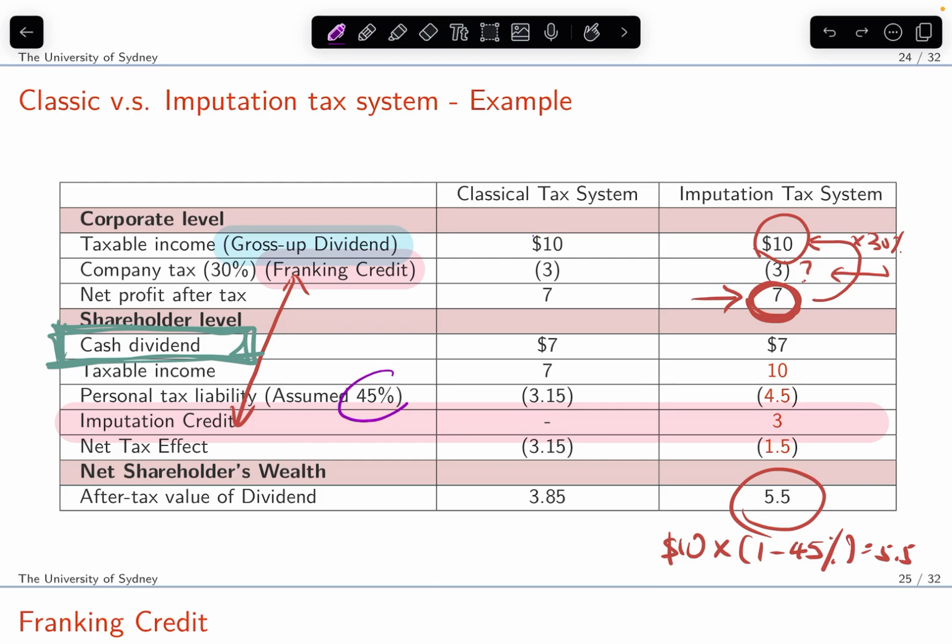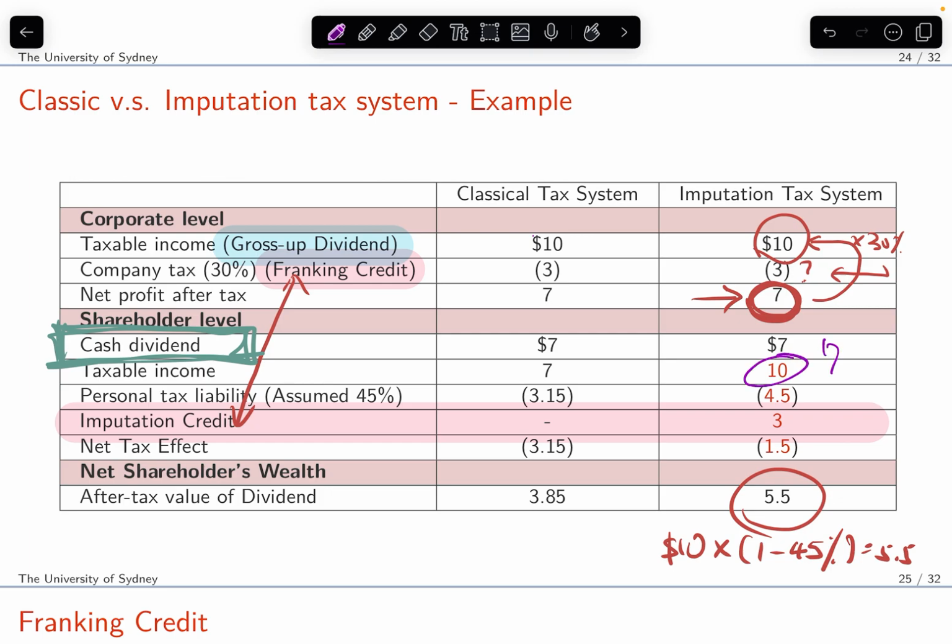And then we multiply a tax rate of 45%, and we get $3.15 of taxes payable. We subtract 3.15 from $7, and then we get an after-tax value to the shareholders of $3.85. Now the Aussie system is a little different. Rather than only calculating the individual taxes on the after-tax value from the net profit after tax, we add back the corporate tax. So we add back the corporate tax to the individual.